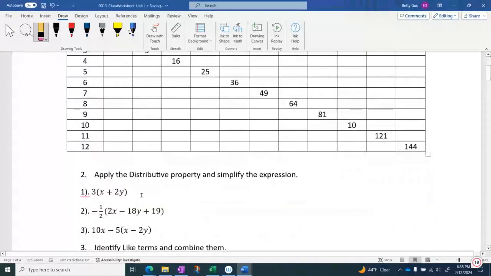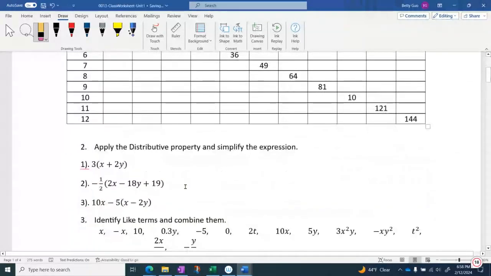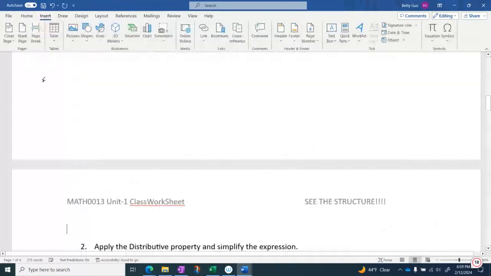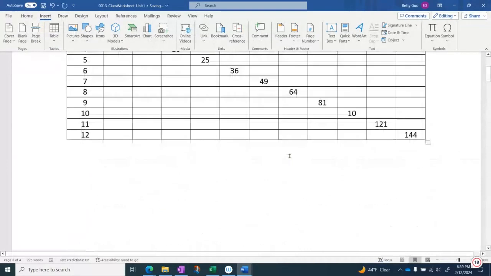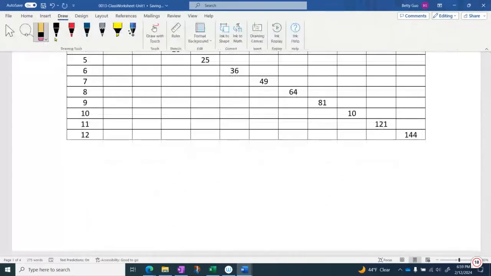And the second thing is about the distributive property. Before we understand and practice this property, I want to talk about a concept. I want to talk about terms. You should take notes, guys, okay? You should take notes.